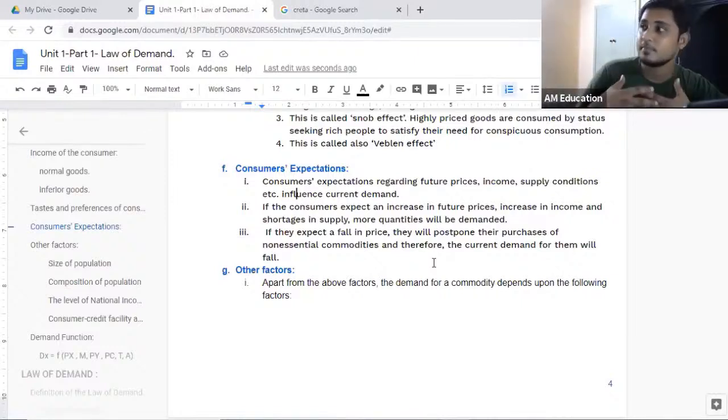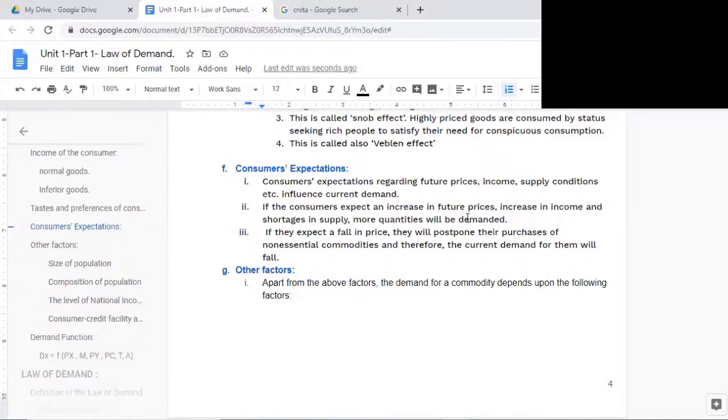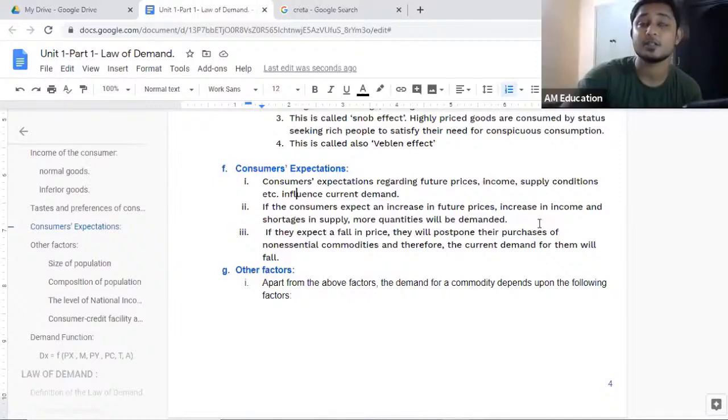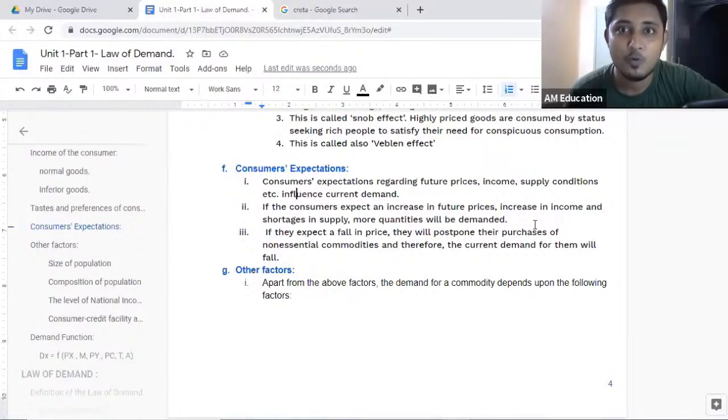And expecting that I'll get a promotion, the demand for the house increased, no? In my perspective. So it could be income, supply conditions. Supply conditions is whether we can find that good, but will I be able to go buy that stuff or not? Like COVID. What happened when COVID just started off in India? What did all the news channels and the government tell us? Don't do panic buying, right? Don't just go to the supermarkets and buy all of that stuff. Did we listen to this news or not?